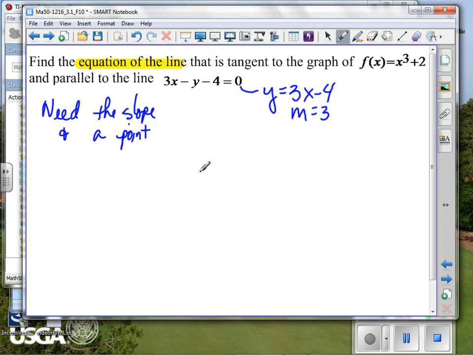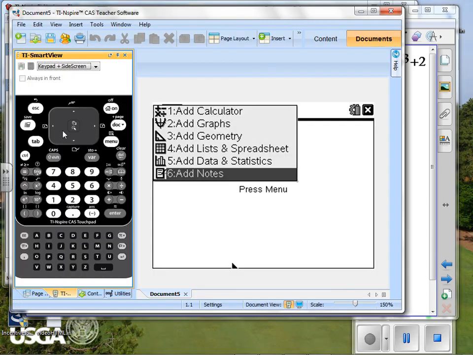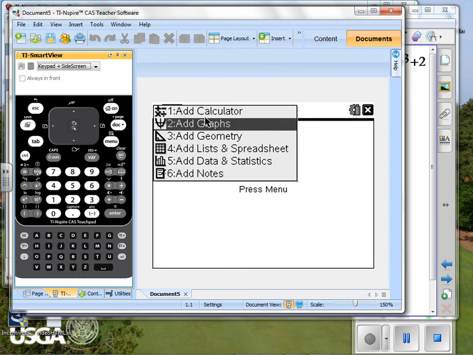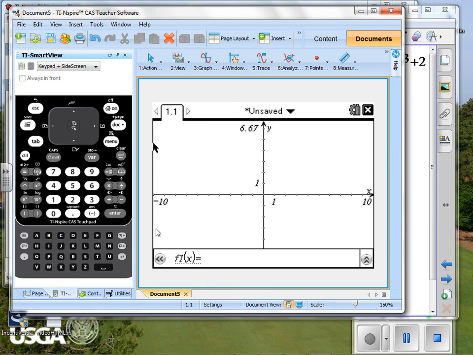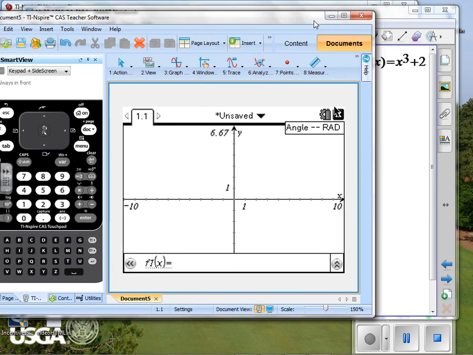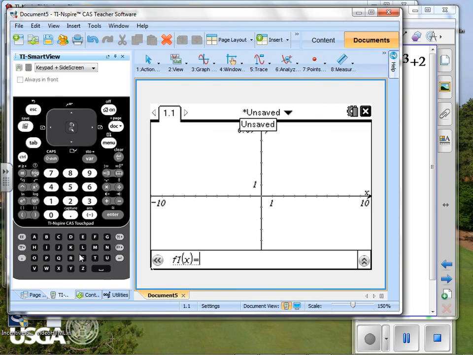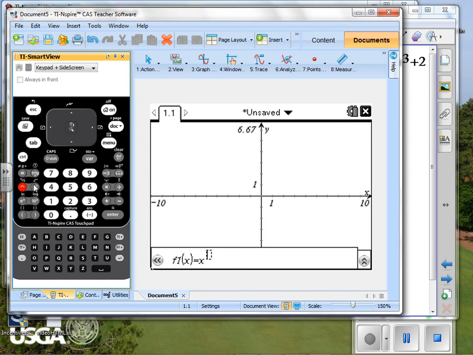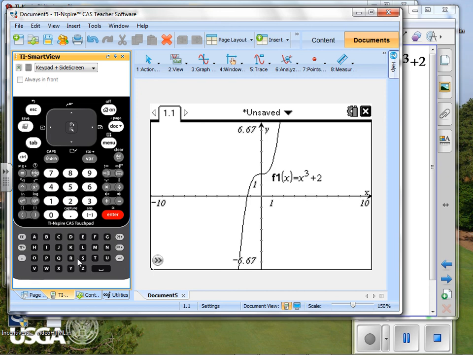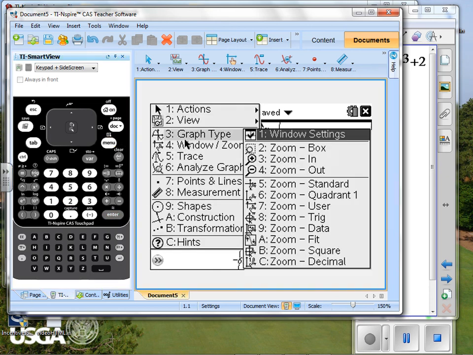I don't think so. Let's go to our Nspires and see what we've got here. Go to a new document. We're going to add a graph. And what was this? X cubed plus 2. So x cubed plus 2. Okay, there's our function.